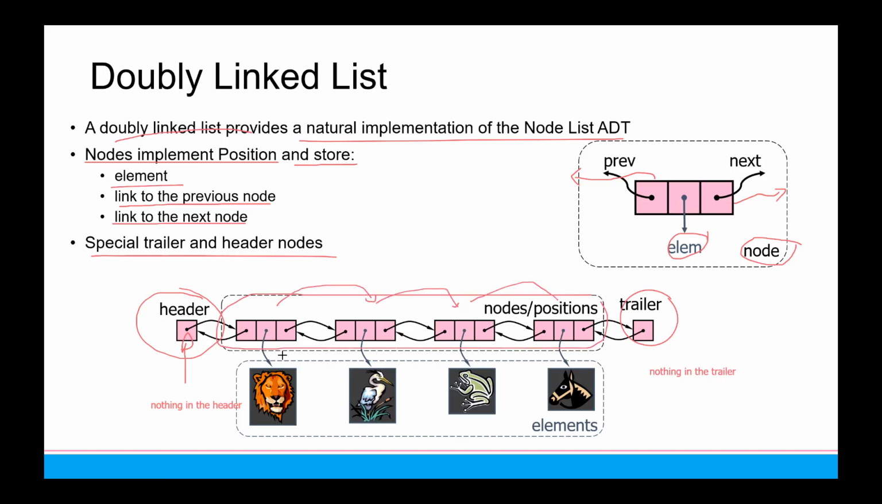And in the sequence you will see that this is the element. Let's say this is the lion, this is a bird, this is a frog, and then this is the horse. We know that this is the first element, so it is connected to the header, and then it is connected to the second element, and the bird is connected to the first element, and so on.